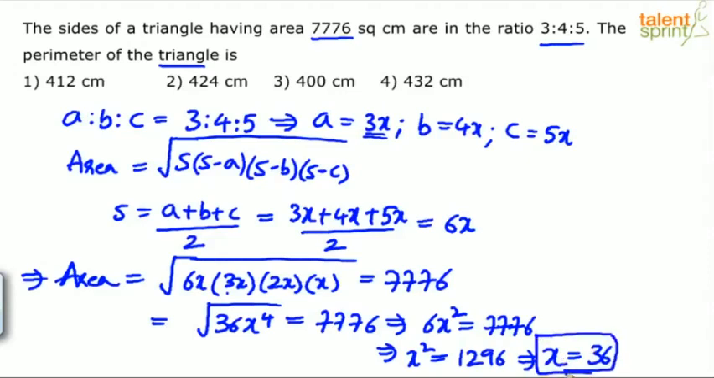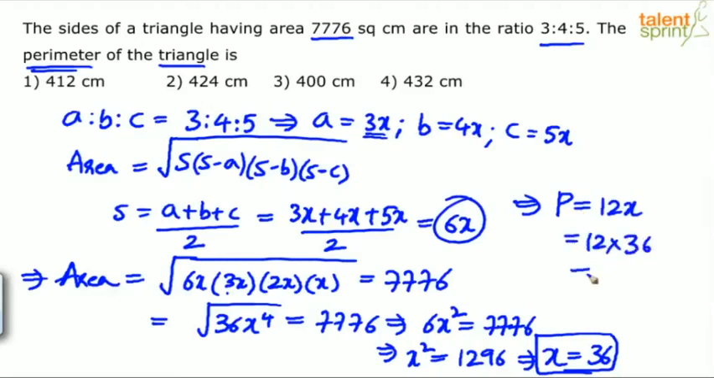He's asking us to find out what? The perimeter. See, we got the semi-perimeter as 6x. Implies what will be the perimeter? 12x. So 12 into 36. 12 into 36 is how much? 360 plus 72, 432. So the answer here will be 432, option 4.